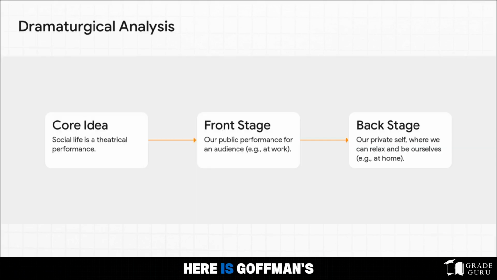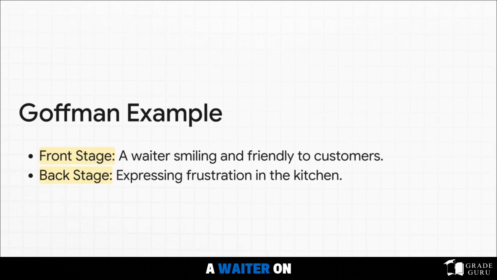Another key theory here is Goffman's dramaturgical analysis. Goffman had this great idea that social life is basically like a theatrical performance. We all have a front stage, which is where we perform our roles for our audience, like when you're at work or in class. And then we have a backstage, like at home, where we can drop the act and just be ourselves. The textbook example for this is a waiter. On the front stage, out in the restaurant, they're polite, they're smiling, they're playing the role of good waiter. But as soon as they get to the backstage, the kitchen, they might drop the smile and complain about a difficult customer. Same person, different performance.